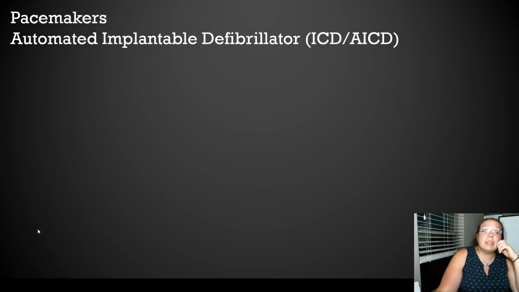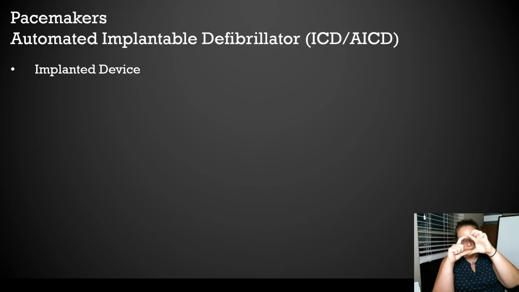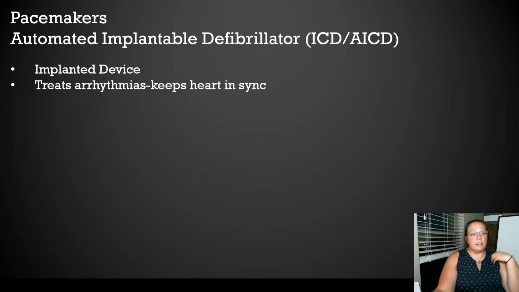And automated implantable defibrillators, or ICDs, or AICDs. These are implanted devices. They're thin, but they're probably about the size of that. Sometimes they're a little bit smaller, but they sit in the chest. And then the wires will go into the heart, and I'll show you pictures. But why do people need pacemakers?